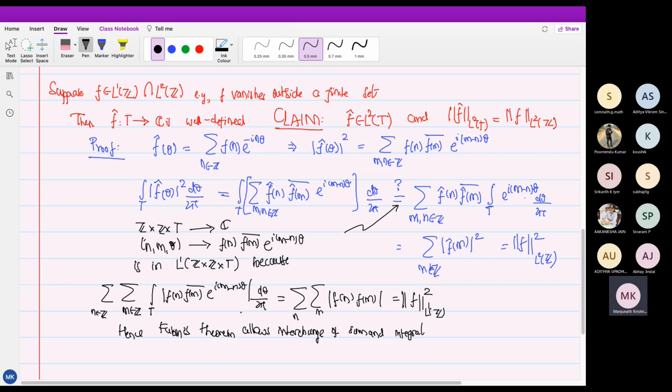Sir, can't we say directly because the sum is actually finite, because f vanishes outside finite sets? No, I said that as an example. Yes, if you assume f is finitely supported, that is right. We could simplify and do it that way.